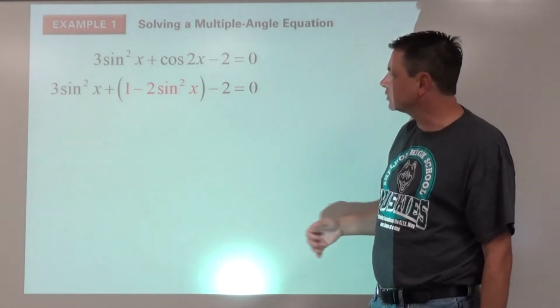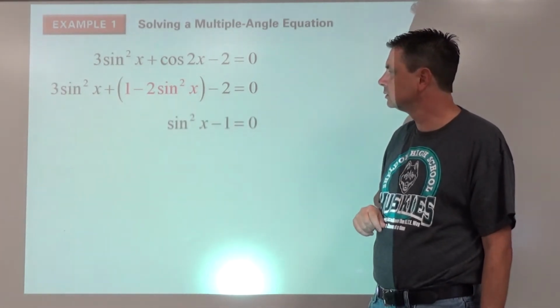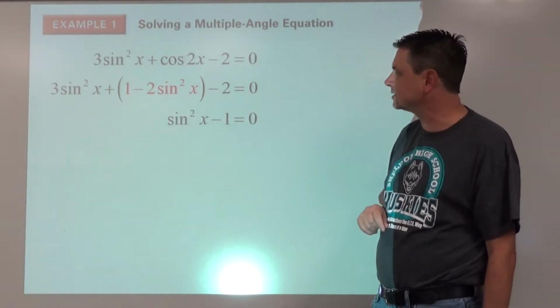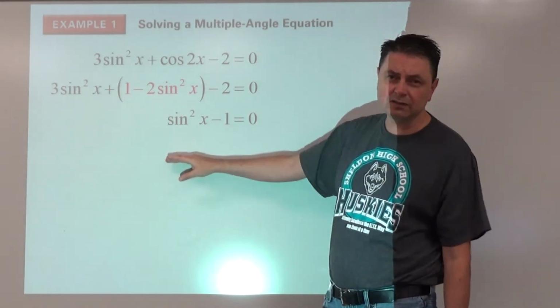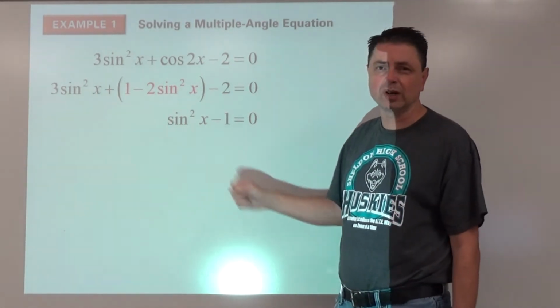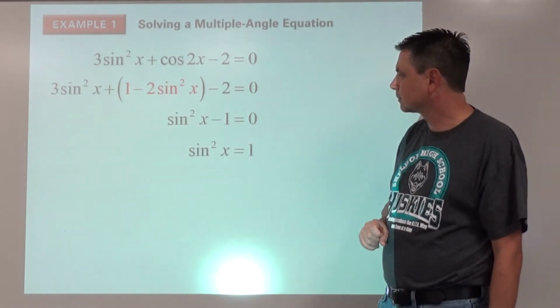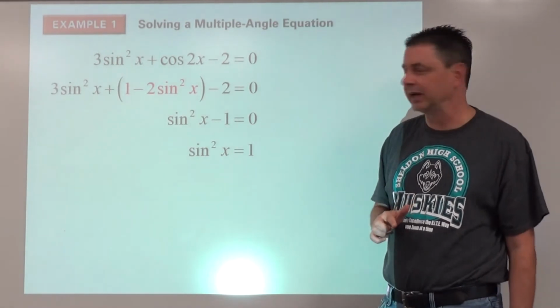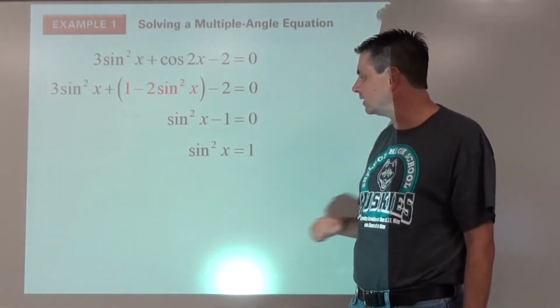Now we can combine like terms. It's already equal to 0. We get sine squared x minus 1 equals 0. In this case, we could factor, or we could just do this as a square root method problem. Just don't forget plus or minus. We square root both sides. Sine x equals positive 1 or negative 1.